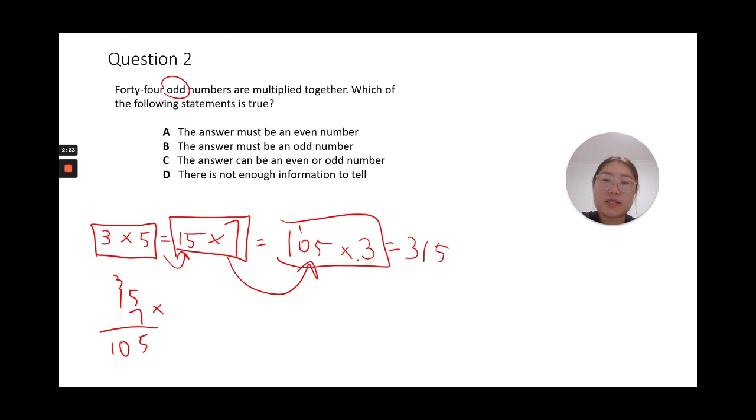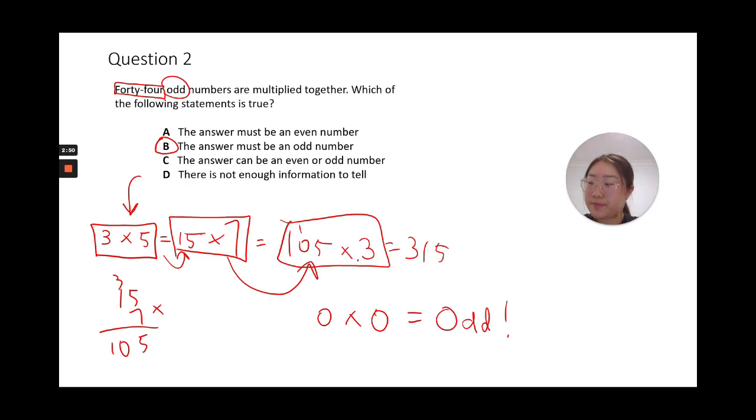No matter how many times you do it, when you do odd times odd, the answer is always going to be odd. So 44 odd numbers, even though you're multiplying an even number of numbers, it is still going to produce an odd result because you're essentially multiplying odd numbers together. So the answer is B. Okay, and you can tell that by doing a short kind of trial of what would be happening in the first couple numbers in the series.